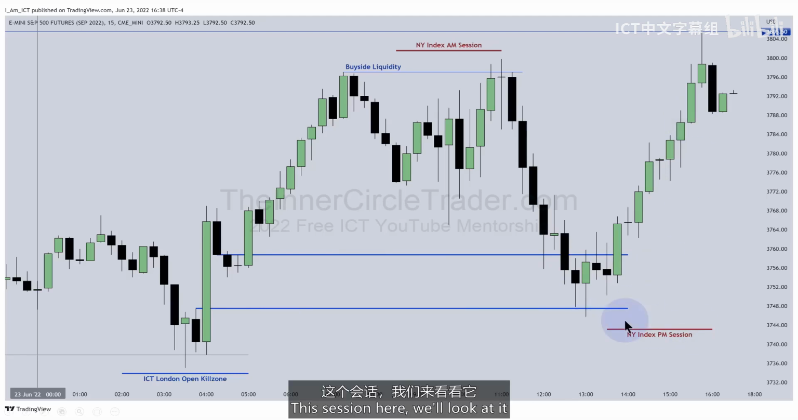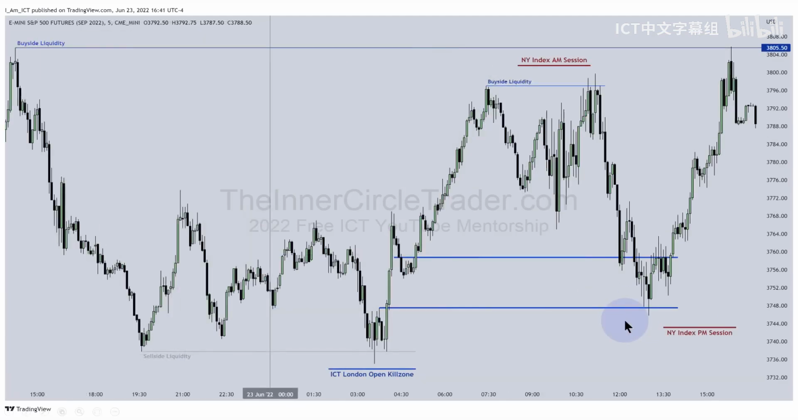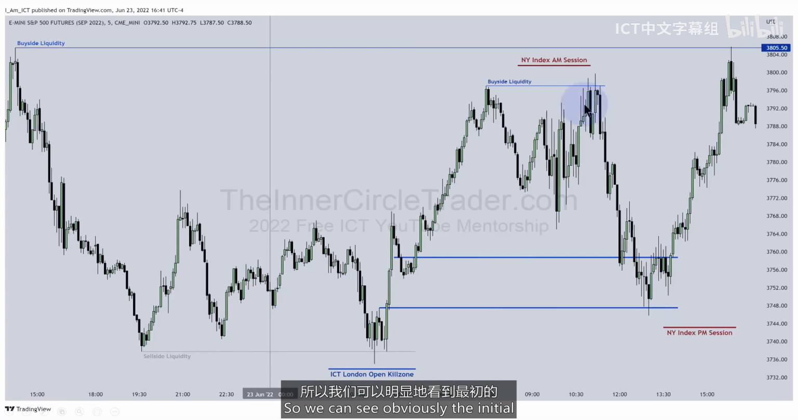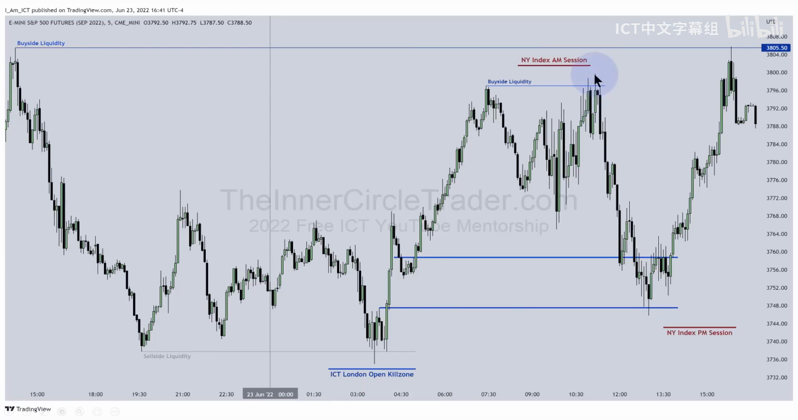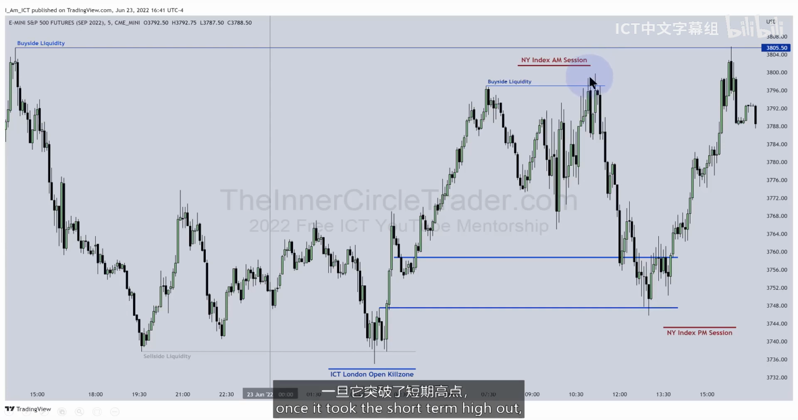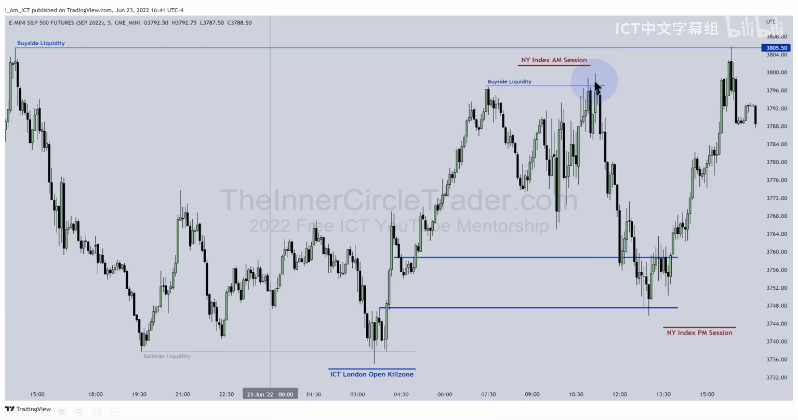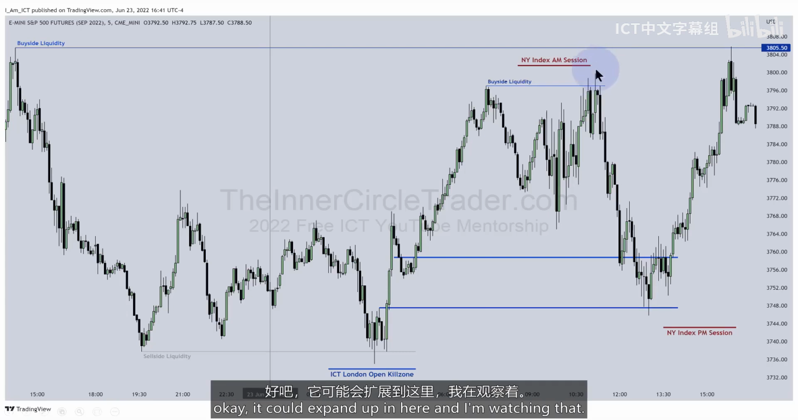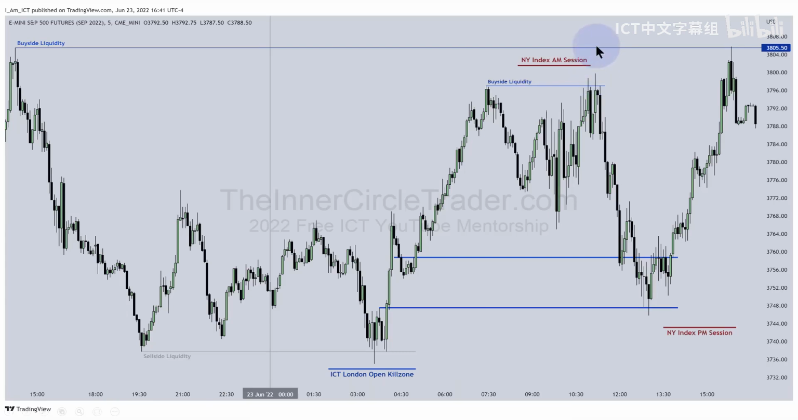This session here, we'll look at it on the 5-minute chart. So we can see, obviously, the initial poke above here. Inside this area, I was looking at a 2-minute fair value gap. I mentioned that on Twitter as it was forming, and it rallied up. And then once it took the short-term high out, when this was a bold-faced bullish candle, I was thinking to myself, okay, it could expand up in here, and I'm watching that.